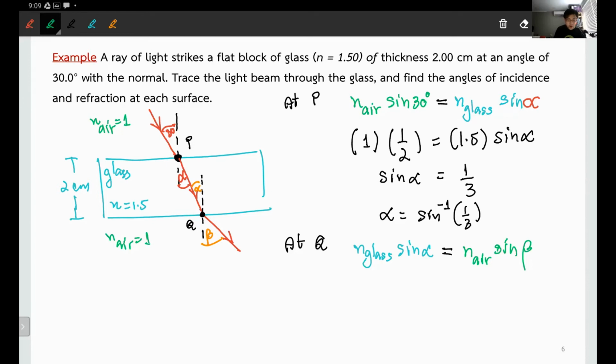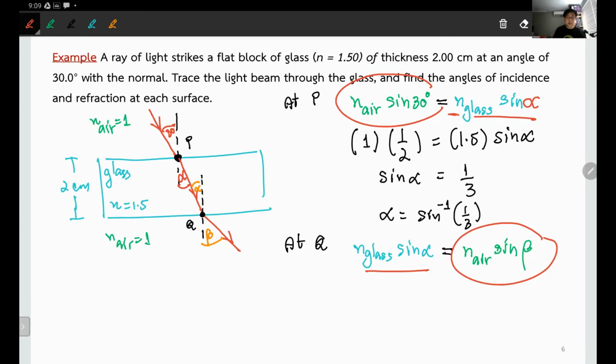All right. However, take a look at this. It looks exactly the same as the first equation up top. See that? So now you don't even have to do anything. You can just say right away, of course, beta must be 30 degrees. That means it looks symmetric on the way in and on the way out. Snell's law looks exactly the same. So because the incoming angle is 30, the outgoing angle must be 30 as well.